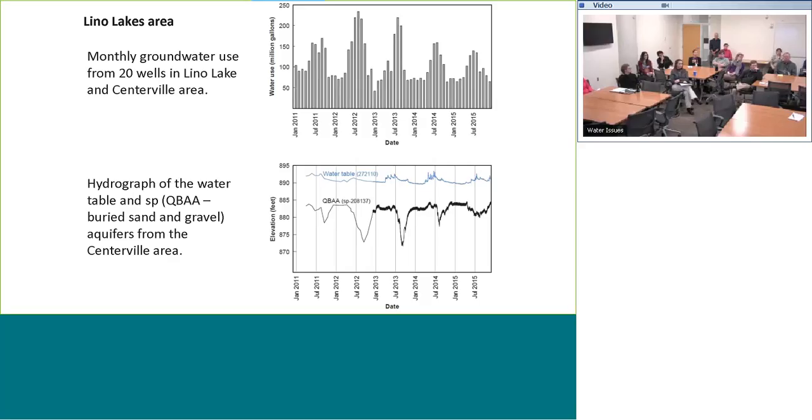I should also plug in that we have GIS files for the majority of the data. You can download the GIS files and use them. So if you go to our website, mndnr.gov/groundwatermapping, you can reach our homepage. And then to get to this, you just click on Maps and Studies on the left-hand side of the page.